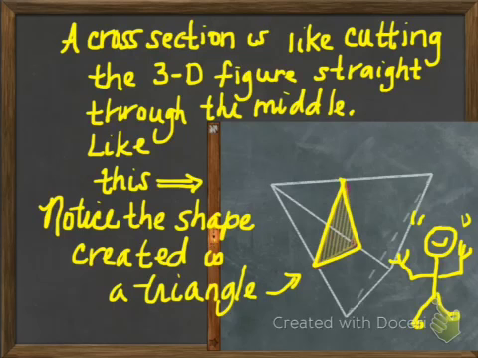The 3D figure could be a cylinder. If you're cutting a cylinder straight across the middle, your faces are going to be circles. If you cut it straight up and down from top to bottom, assuming that it's standing upright, then you're going to get a rectangle. But it just depends on what the shape will be. You can see that the shape here ended up being a triangle.